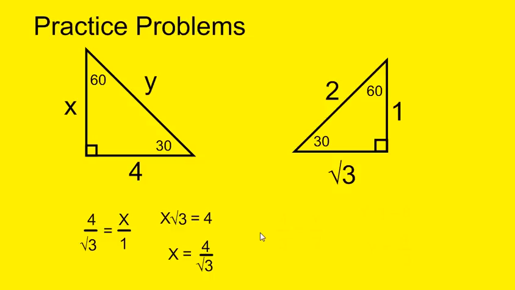Now we can solve for y. Again, we know 4 corresponds with the square root of 3, so we're going to start our ratio with that. And we're going to set it equal to y over 2 because y corresponds with 2. When I cross multiply, I get y times the square root of 3. And I'm going to set that equal to 2 times 4, which is 8. Again, to get rid of the square root of 3, we're going to have to divide. Dividing on both sides leaves me with y equals 8 over the square root of 3.